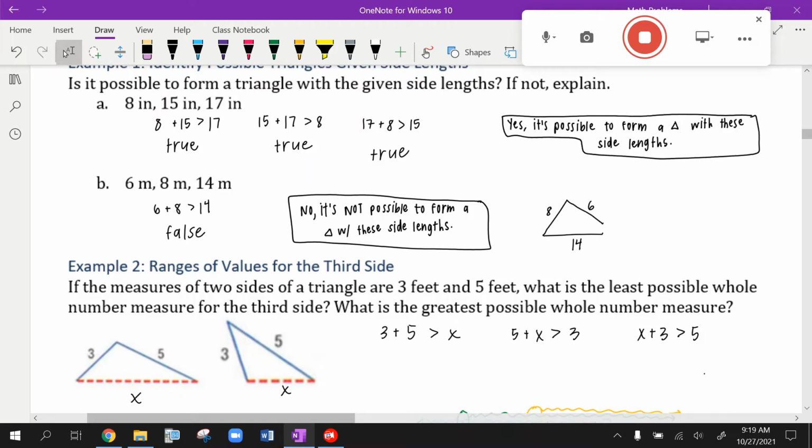So we're going to set up our three pairs just like we did before. We'll call the missing side x. So we have 3 plus 5 has to be greater than x, 5 plus x has to be greater than 3, and x plus 3 has to be greater than 5. Let's simplify each of these.